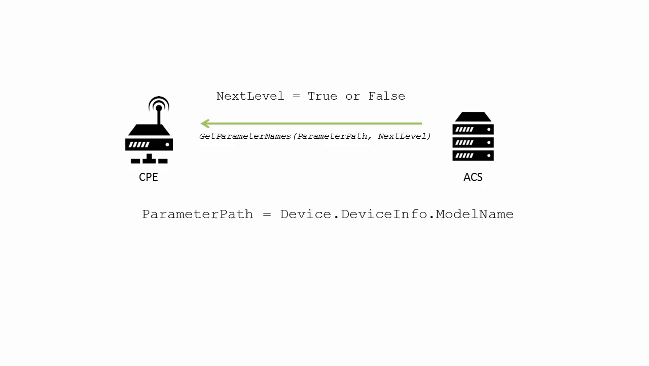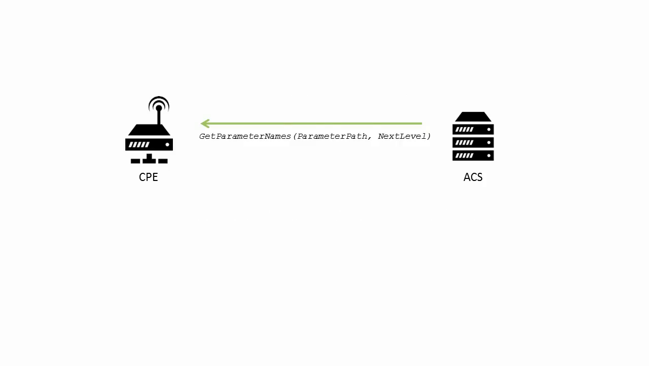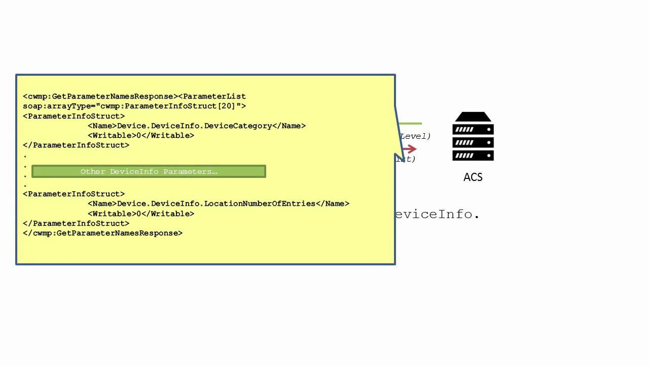Let's take a simple object like DeviceInfo as an example. If the ACS was interested in learning about the existence of just the model name parameter, it could use a complete path, in this case Device.DeviceInfo.ModelName. If it wanted to know all of the parameters only in the DeviceInfo object, it would specify a partial path of Device.DeviceInfo. and set the NextLevel argument to true. The endpoint would then return only those parameters of the DeviceInfo object.